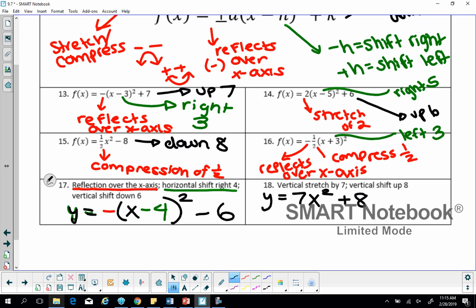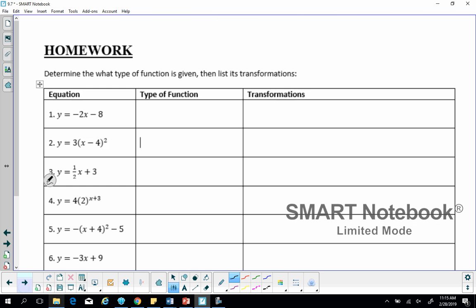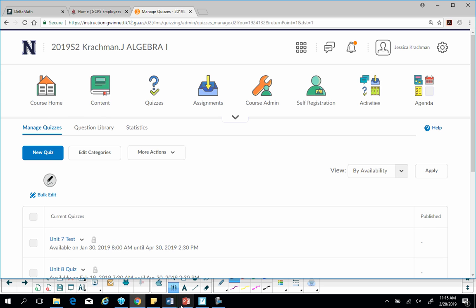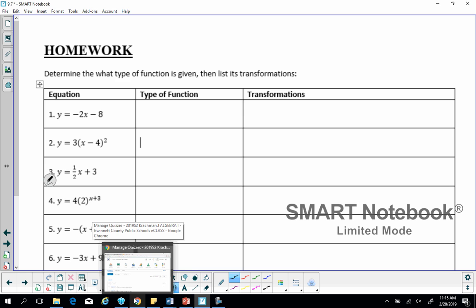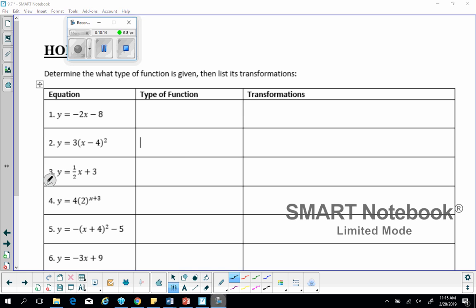Cool. All right, so the bottom is just practice, and you are going to be able to get brain bucks with the bottom. So I am going to call on you. We're going to give you 5 minutes. And all you're doing is writing the type of function. What type of function is the first one? Linear. And then you're just writing the transformation. So like it's negative, it reflects over the x-axis and goes down 8. That's all you're doing.